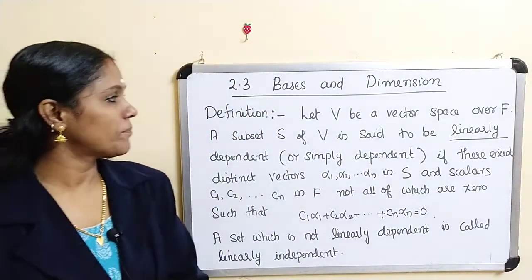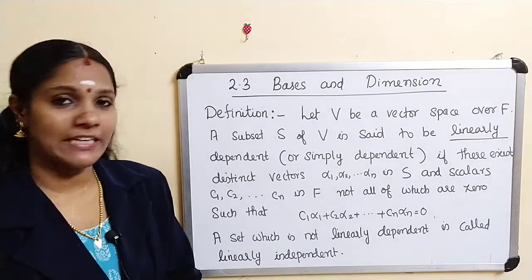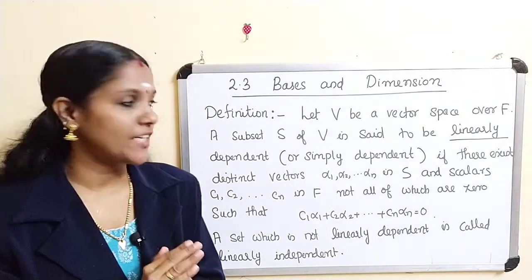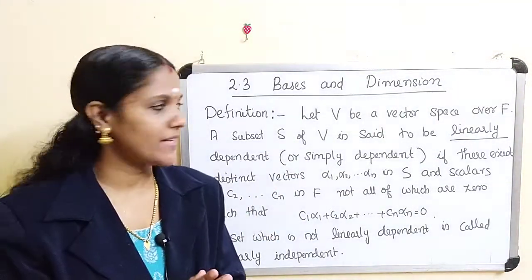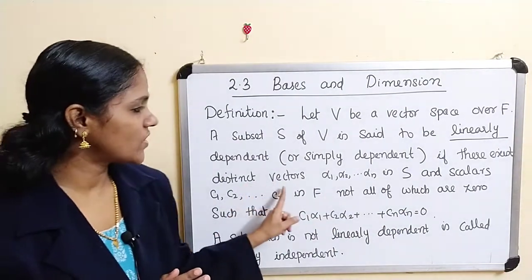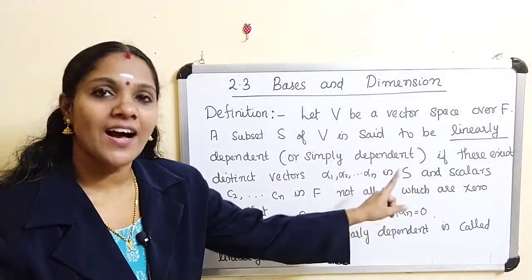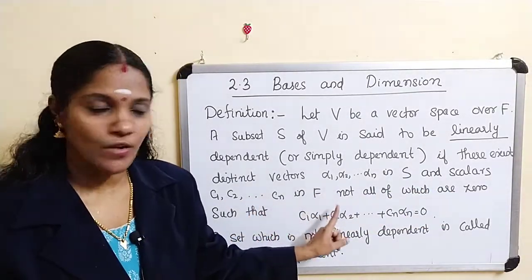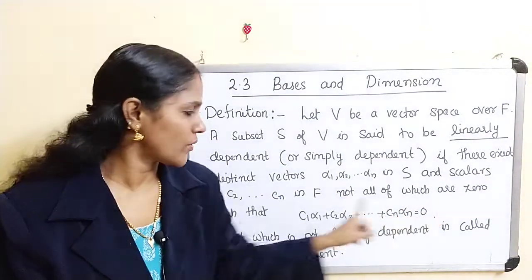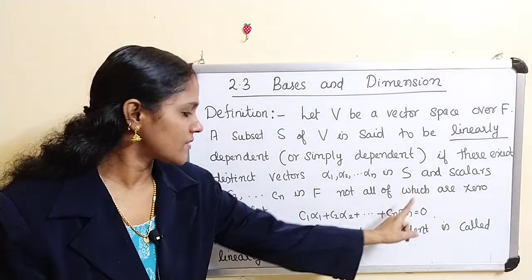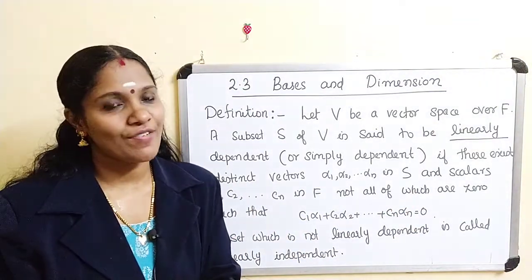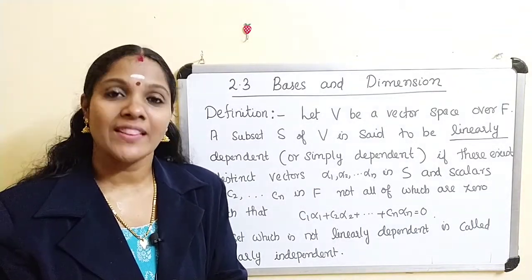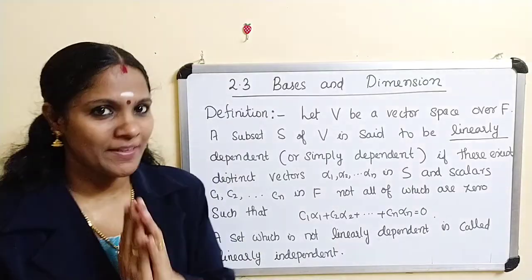Now let V be a vector space over the field F. A subset S of V is said to be linearly dependent, or you can call simply dependent, if there exist distinct vectors alpha 1, alpha 2, etc. alpha n in S and scalars C1, C2, etc. Cn in F, not all of which are 0. Underline this line: not all of which are 0, such that C1 alpha 1 plus C2 alpha 2 plus etc. plus Cn alpha n is equal to 0. Then we call S is linearly dependent.